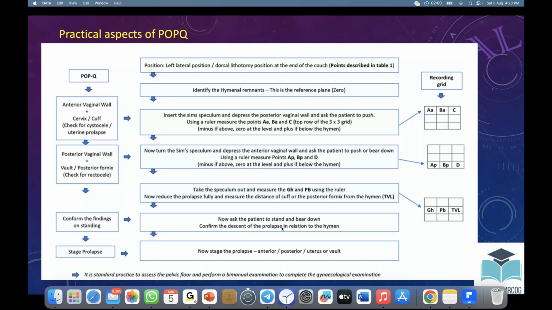Whatever we have done, if this is in the lithotomy position, we again ask the patient to stand and bear down and confirm the prolapse in relation to the hymen. That would be a confirmation of the grid that we have made. Apart from this, the grading and staging can be done, whether it is an anterior prolapse, posterior prolapse, vault prolapse, cervical descent, or what kind of prolapse it is. Then the staging is done.